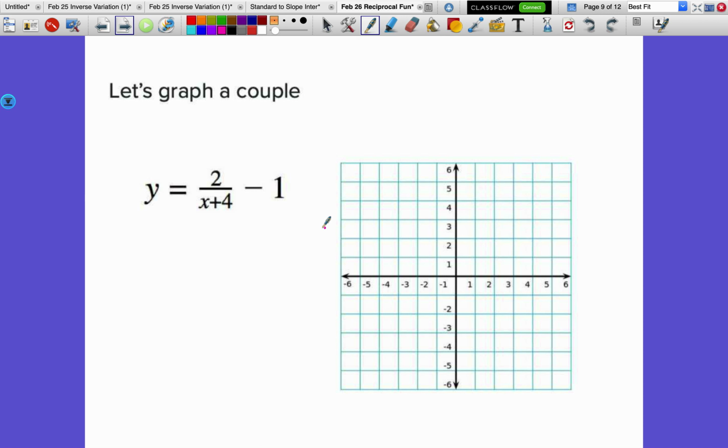All right, here's another one. Now we do have a vertical stretch of 2. It's also been moved left 4. Remember, this one's always backwards of what you think. When you see a plus there, it's actually left. And then this one does work how you think. This one moves us down 1.